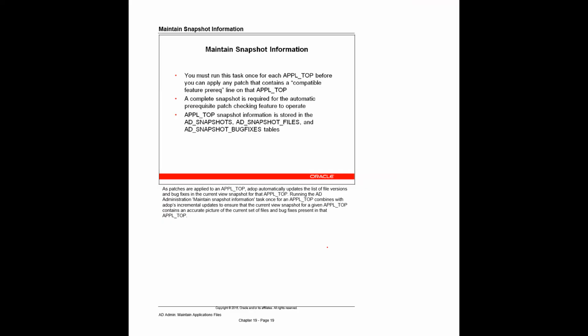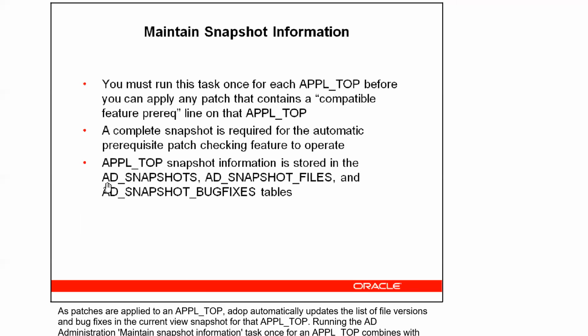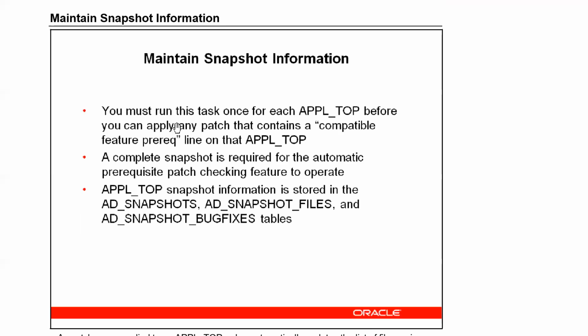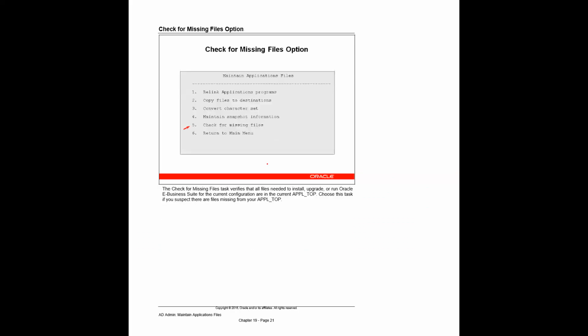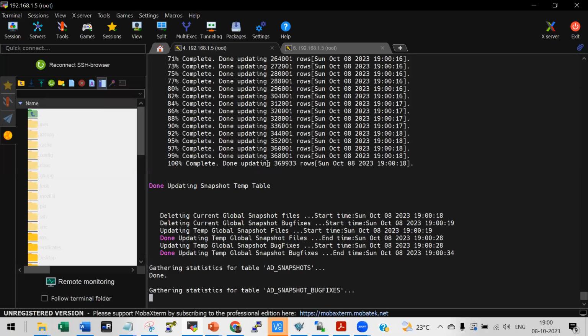Only when Oracle says, or sometimes some of the patches may say that it has to be a compatible feature prereq. In those cases only we have to run this particular maintain snapshot. So check missing files is like if you doubt somebody has deleted some files. Actually, I never used it. If I doubt somebody has deleted the files, I normally restore from the backup.